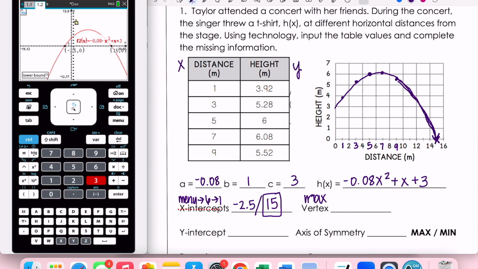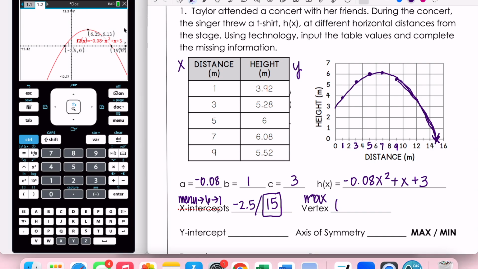So here I have this dashed line. I'm going to place this dashed line on the left side of my vertex. I will press enter and then scroll over. So here I see that my vertex is at 6.25, comma 6.13.